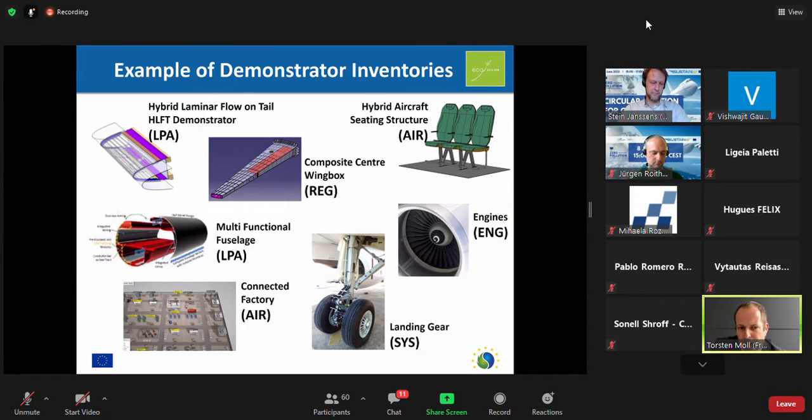Multifunctional fuselage, which has a lot of aspects to take into account, and the large passenger aircraft ITD. We deal with interior and hybrid seating in aircraft ITD. We have a connected factory demonstrator here, addressed also in the airframe ITD. And of course, we also deal with engines and with systems, here represented by typical pictograms.